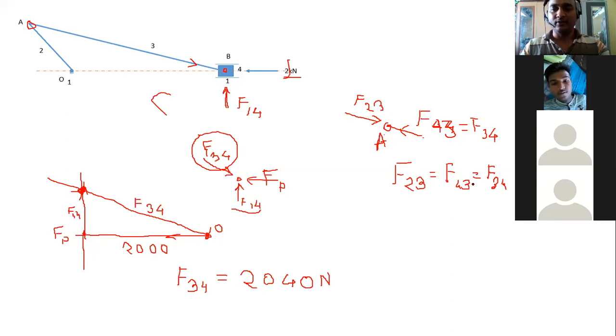Already we have got the value of F34, that is 2040 Newton. So therefore, all these three forces are equal. It means that at this point, there is only the force which is equal to all the forces along that link, that is F34 equal to F43 equal to F23. The magnitude you're getting is 2040 Newton. So mention that force over here. It means that the crank is exerting 2040 Newton on the connecting rod. This is the meaning.